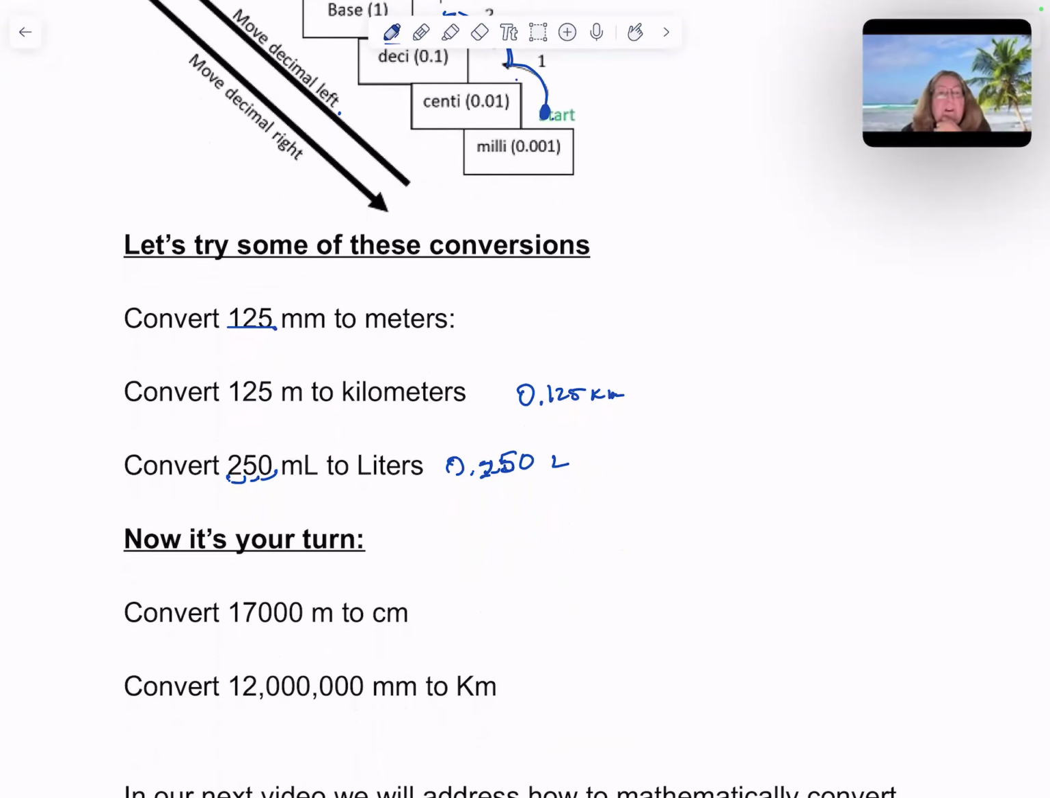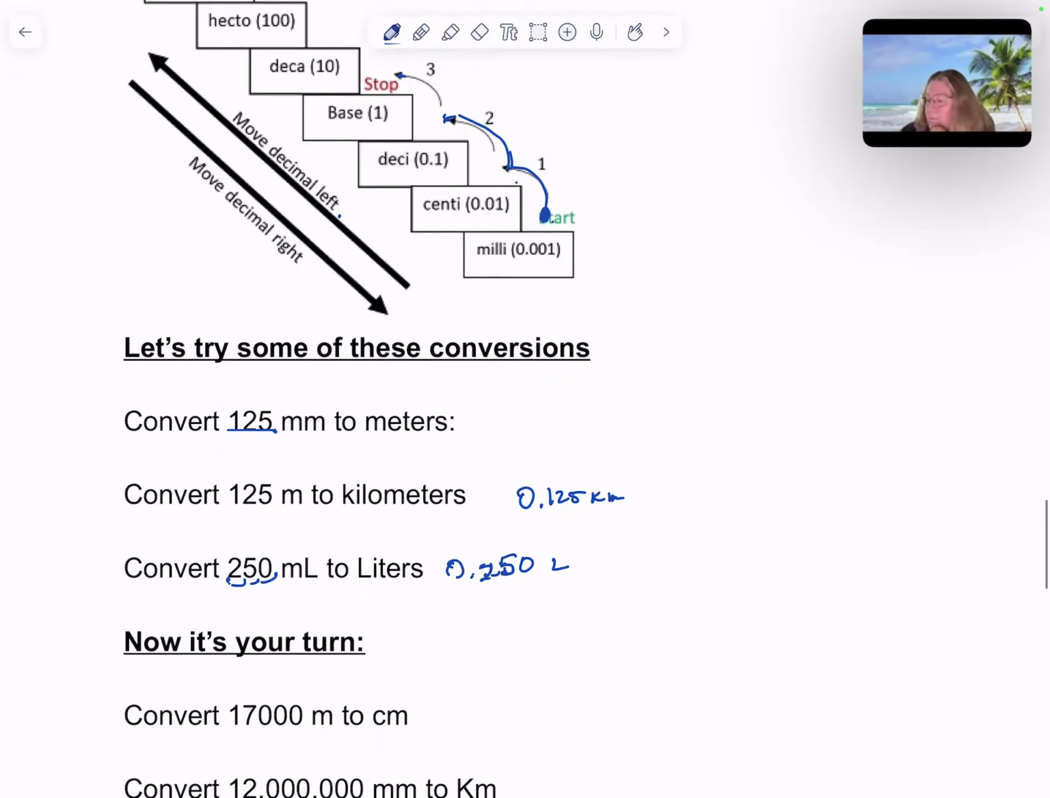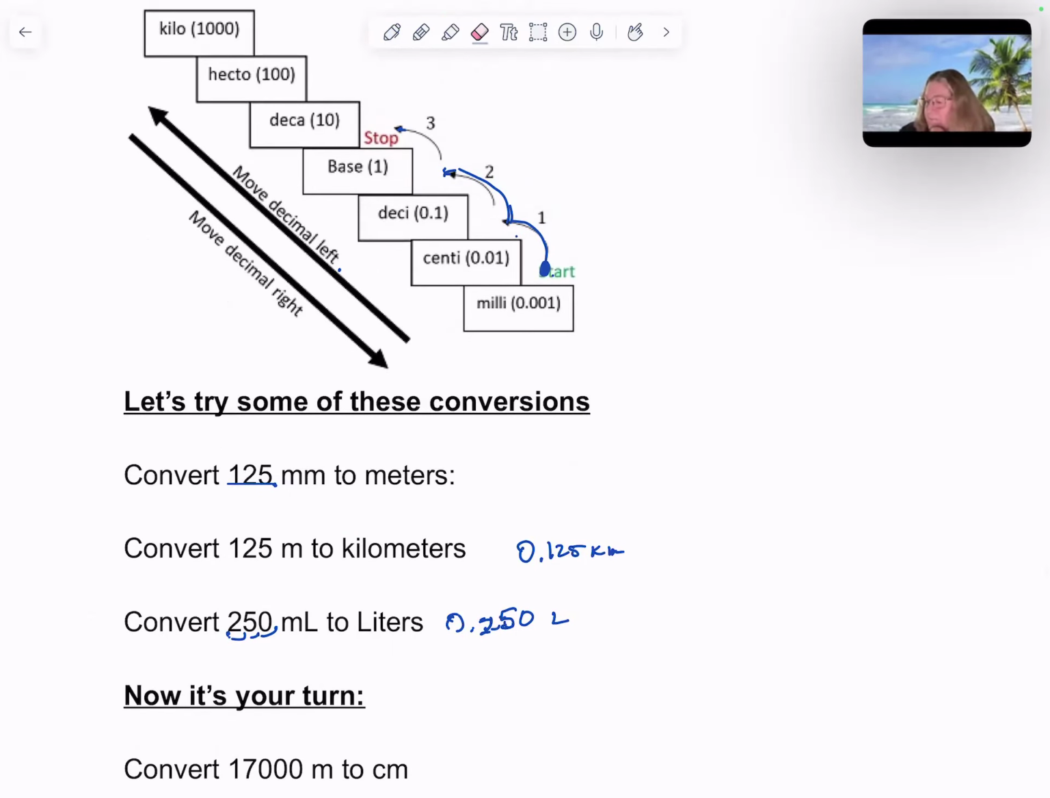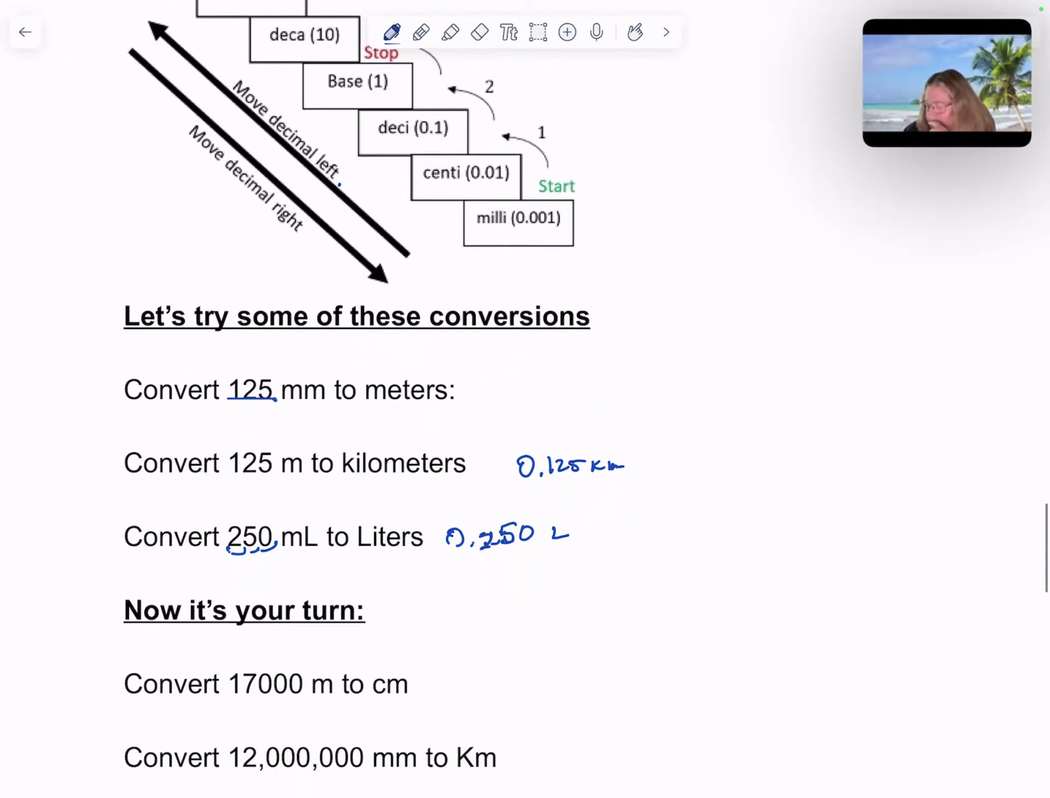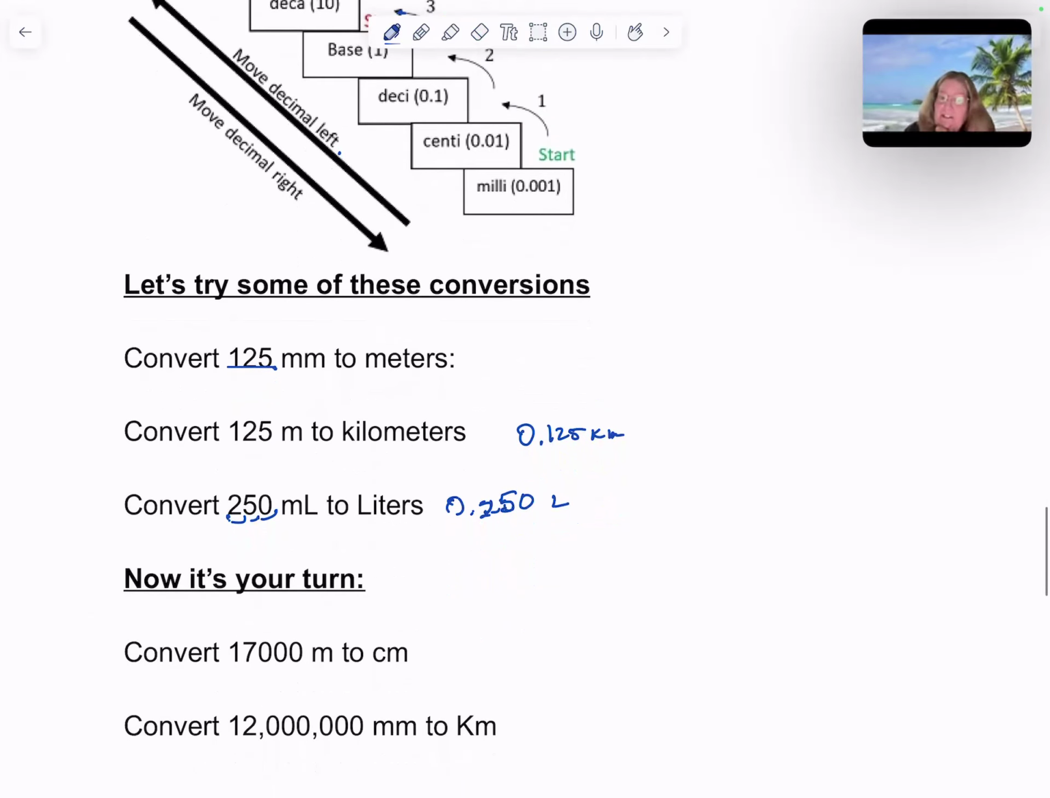Okay, let's take a moment and you try a couple of these. Remember, if you're moving up the staircase, you're moving your decimal to the left. We didn't practice any of these, but if you're going down the staircase, you're moving it to the right. So just take a moment and try a couple of these. Okay, you should be done, so let's see how you did.